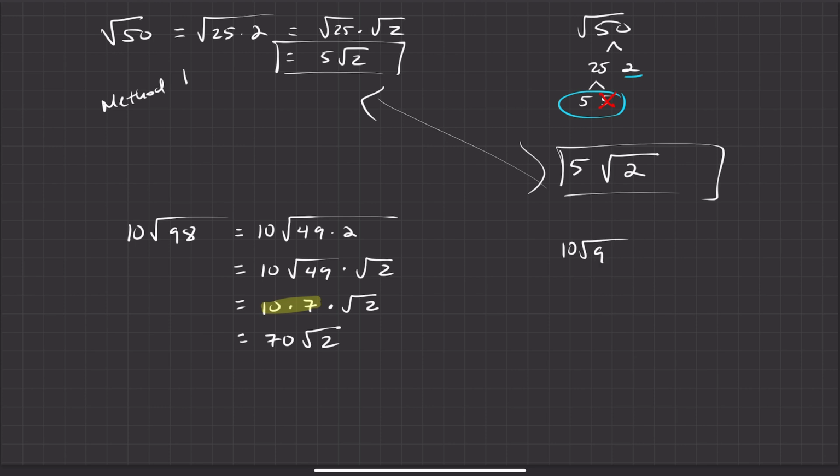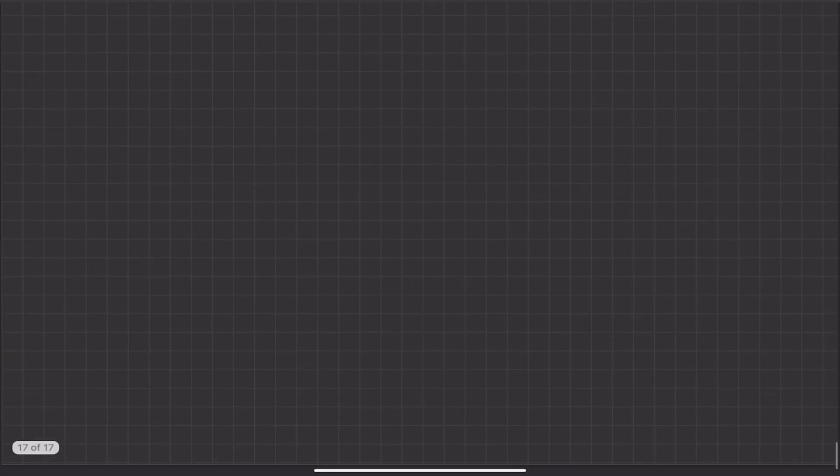So if I do the same problem and do the buddy system method, okay, it's going to be 49 and 2, 7, 7. Circle the 2 7s here, eliminate 1, and then bring out the other, and that 2 is our prime number, it is going to stay inside of the radical, okay? So you will get 10 times 7 root 2, so 70 root 2. Got it? All right, let me do some more examples.